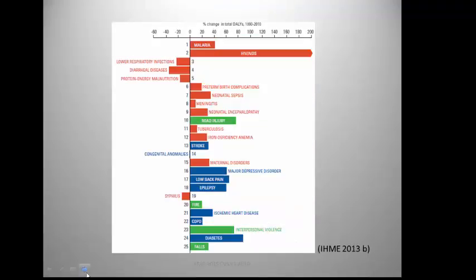Just another view of the percentage change in total disability adjusted life years between 1990 and 2010, and you can see ischemic heart disease has seen almost a 40% increase since 1990.